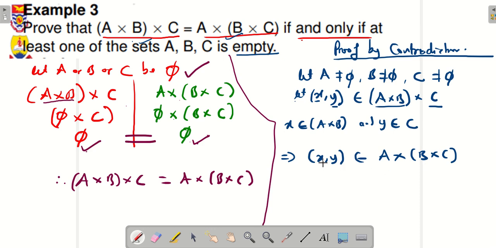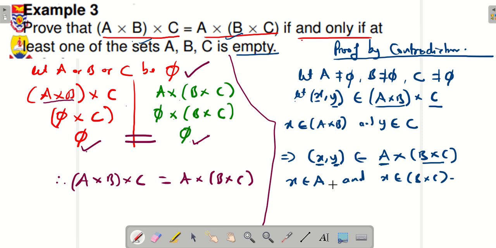Now, if this statement also holds, then it means that the first value is for the first set, and the second value is for the second set. Therefore, we say that F belongs to the first set A, and X also belongs to the second set, which is B cross C.